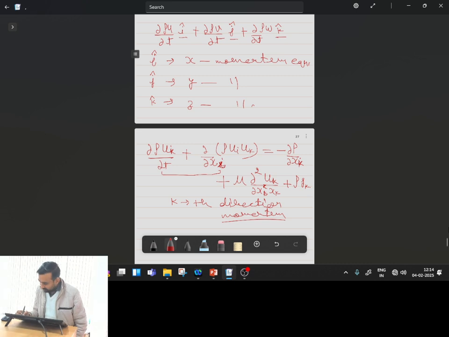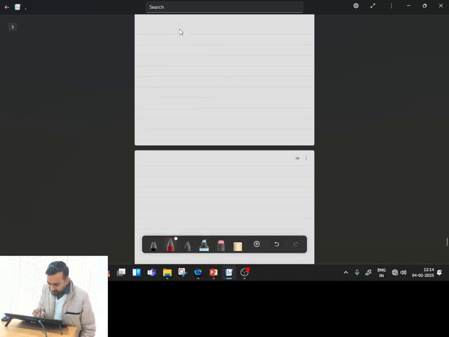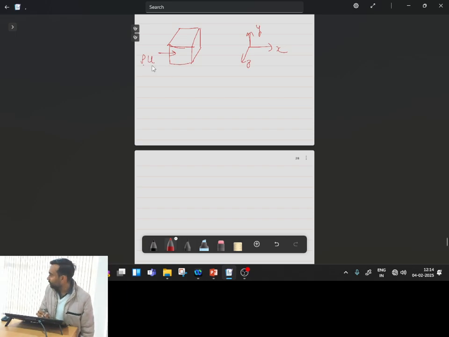See, whenever we take a control volume, how do we get this equation? This is my control volume, x, y, z. From here I will be having mass flow rate per unit area as rho u, and velocity is also u. So momentum will become rho u u. Here it will be rho u u plus del by del x of rho u u into dx.